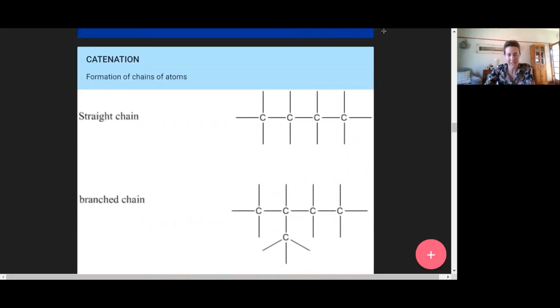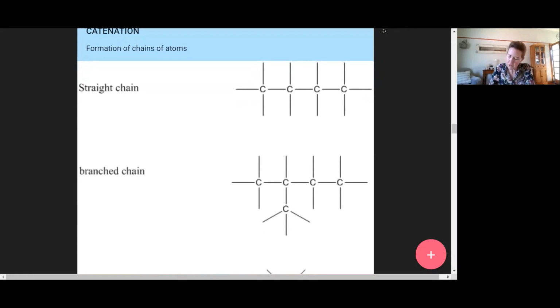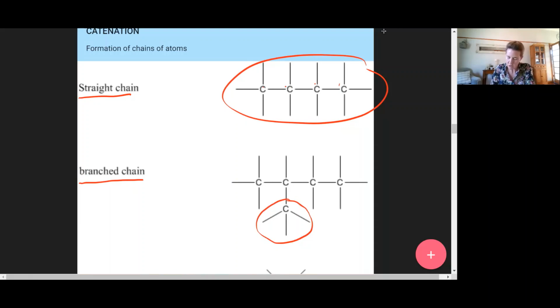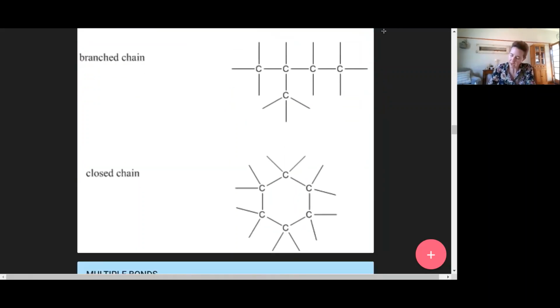Here's an example of catenation, or the forming of chains of atoms. Carbon can bond to other types of elements and also to itself, as you can see here, and it will always have 4 bonds from each individual carbon atom. It can make straight chains, as we see here. It can make branch chains, where you have a straight chain and then another chain coming off of the main chain, so we call it branch chains, or it can make closed chains like this ring structure here.